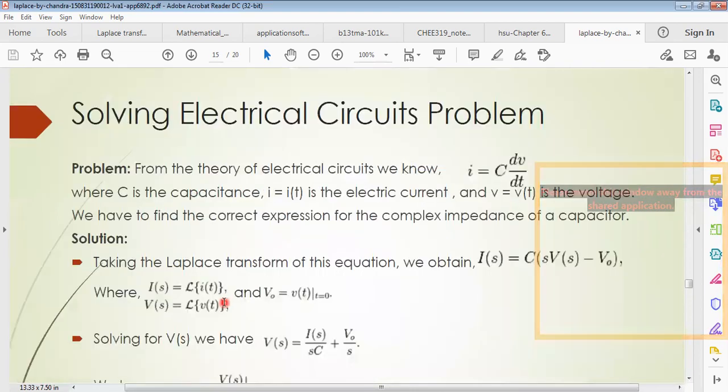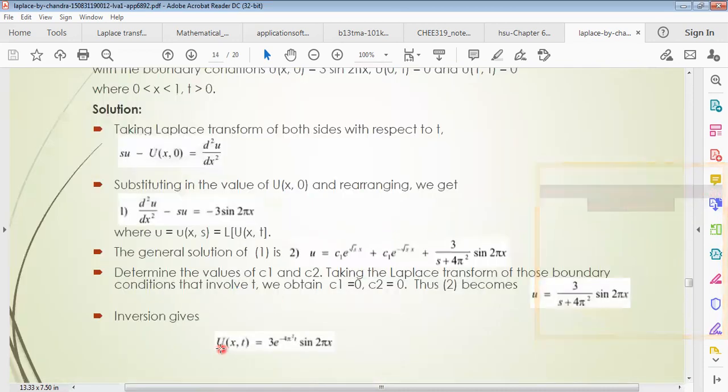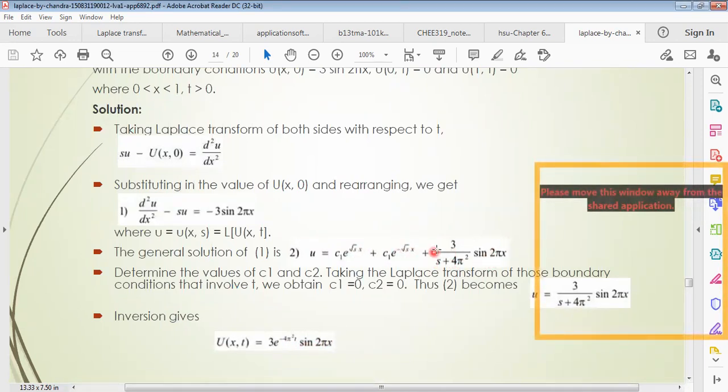Now inversion gives u(x, t) equals 3 e to the power minus 4 pi squared t times sin 2 pi x. Just using C1 equals 0 and C2 equals 0, we get this solution only, u(x, t).